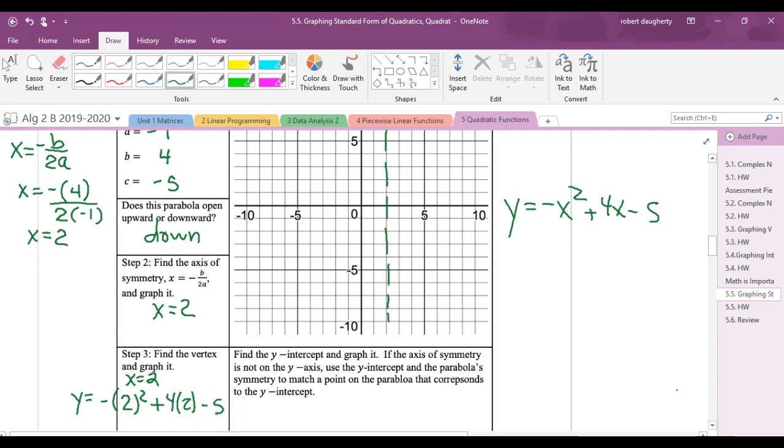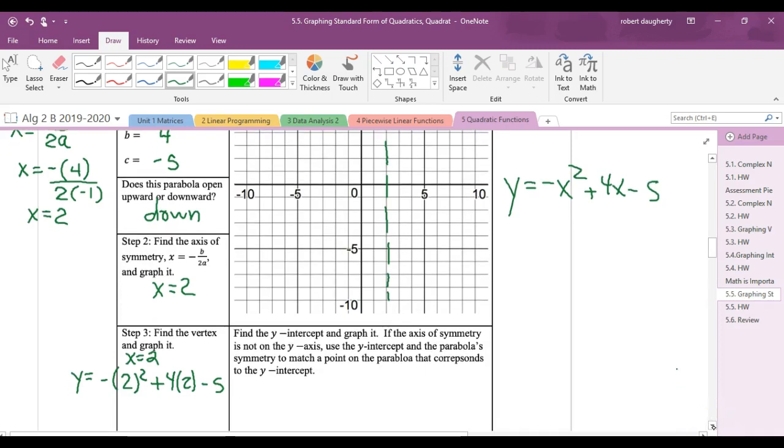Okay, that's negative 4 plus 8. What's negative 4 plus 8? 4. What's 4 minus 5? Negative 1. Oh, you were ahead of me there. So this is equal to negative 1. What's the vertex? (2, negative 1) is the vertex. So (2, negative 1) is the vertex, okay?